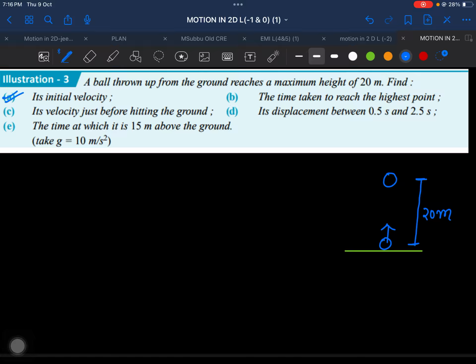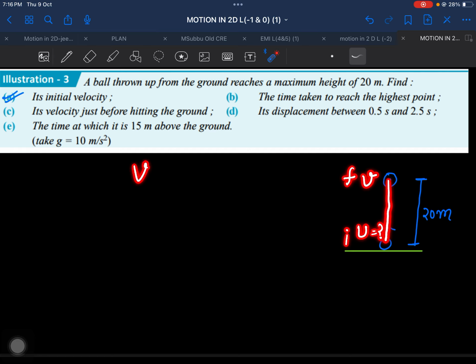Okay, so let the initial velocity be u. So what will be the final velocity? This is your initial position, and this is your final position. So this is your initial velocity u, which is what we have to find. Let the final velocity be v. All right, so the displacement has been given to you. Which equation will you use?